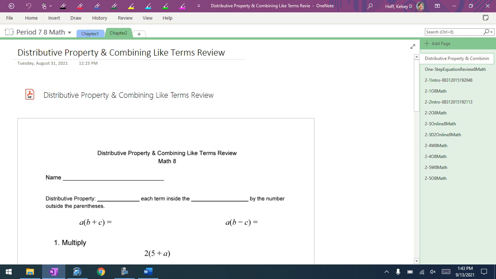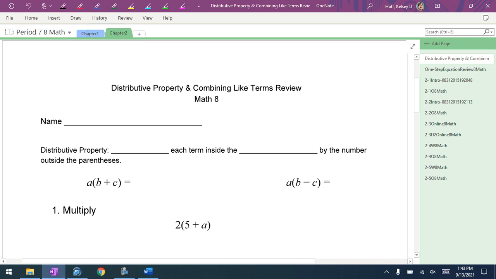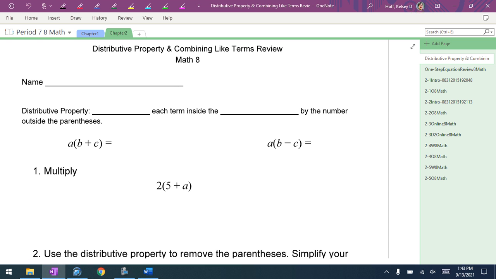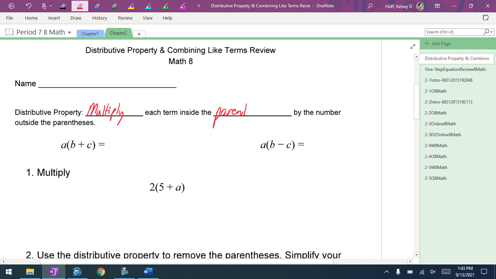We're going to actually talk about the distributive property and combining like terms, which you did last year. I just got to bring it to the front of your brain so you remember what you're talking about. So the distributive property says you are going to multiply each term inside the parentheses by the number outside the parentheses. We are going to multiply each term inside the parentheses by the number on the outside of the parentheses.